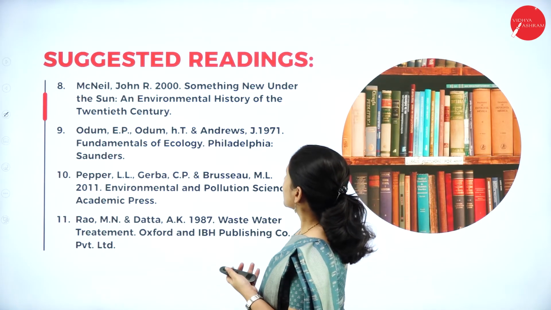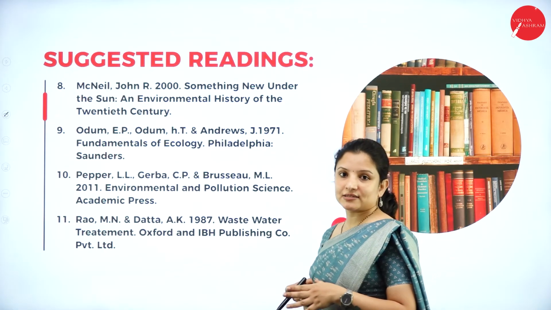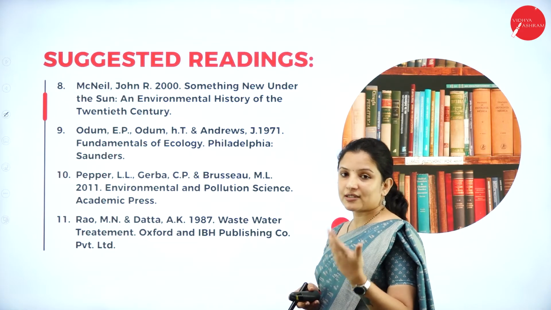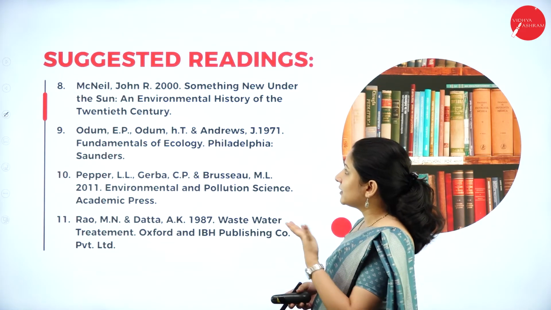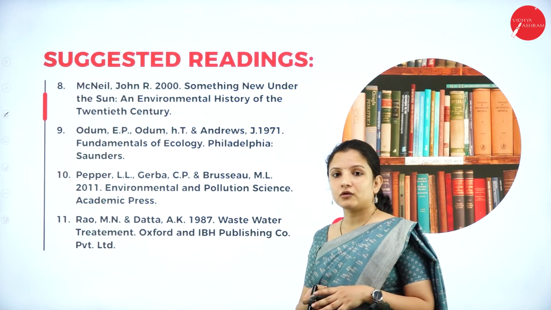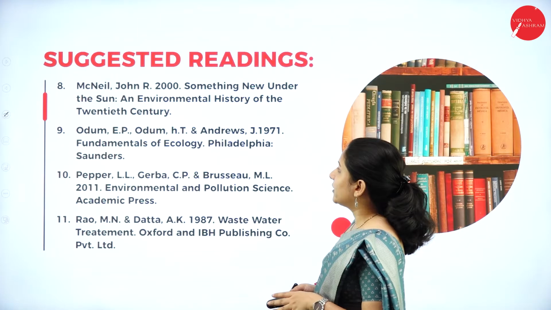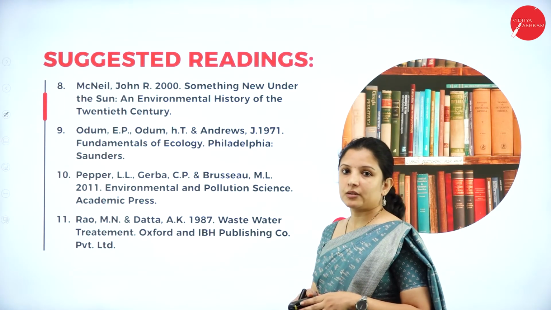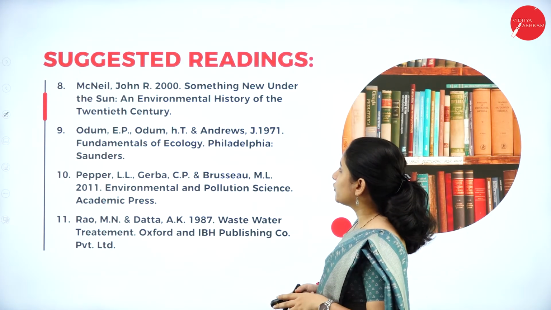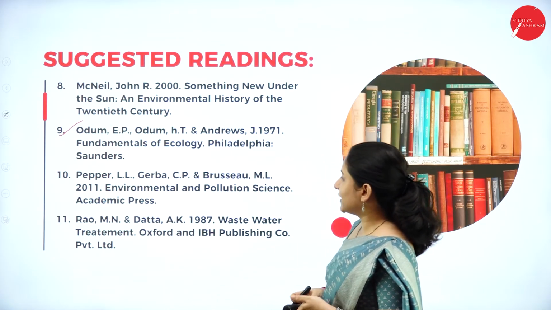And there is Something New Under the Sun, an environmental history of the 20th century. It is a recent publication, obviously, published in 2000. So you will get recent advancements in the field of environmental studies in this book. And you have Fundamentals of Ecology, the basic fundamentals of ecology, which you can study from this book. Likewise, there are a lot of books that they have mentioned here.